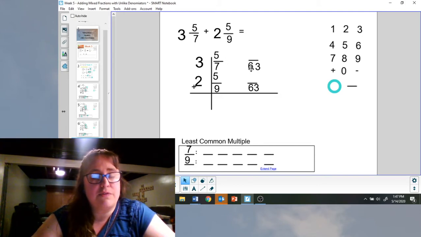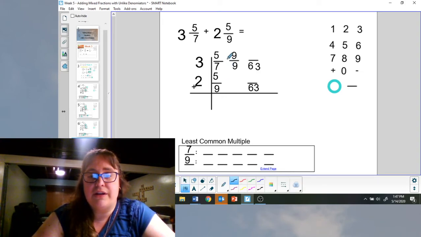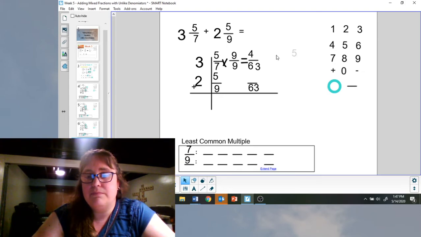So then 7 times what gave you 63? The answer to that was 9. All right, so 9 over 9. Again, if you need to write this in here, you know what to do. So then you're saying 5 times 9 across the top. 5 times 9 is 45. 9 times what is 63? And the answer to that is 7.